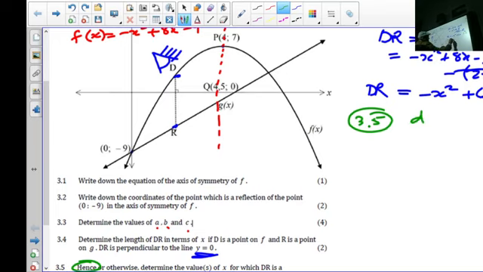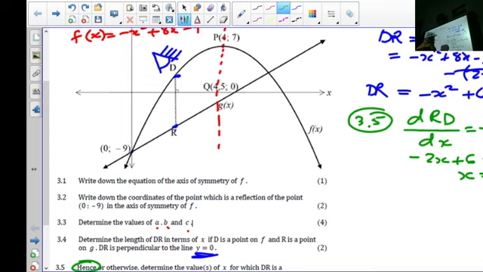So we know the derivative of dr with respect to x equals negative 2x plus 6. So that is the derivative of dr. Then what we do is we set it equal to 0. So negative 2x plus 6 is equal to 0. So negative 2x is equal to negative 6, divided by negative 2, x is equal to 3. So if we answer the question, it says here determine the value of the values for x for which dr is a maximum, so it's going to be 3.